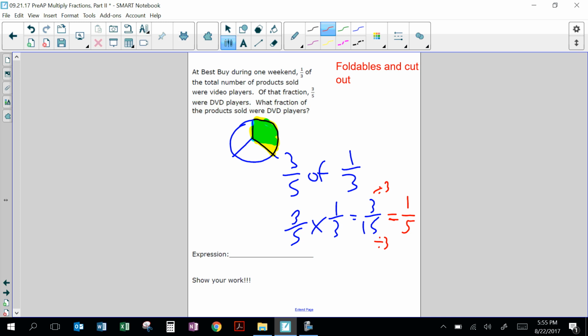So if I divide this into 5 parts, 1, 2, 3, 4, 5, and then we should have been shading there. I did shade in really nice. That's cheating right there. 3/15 of it, or 1/5, would have been for DVD players.